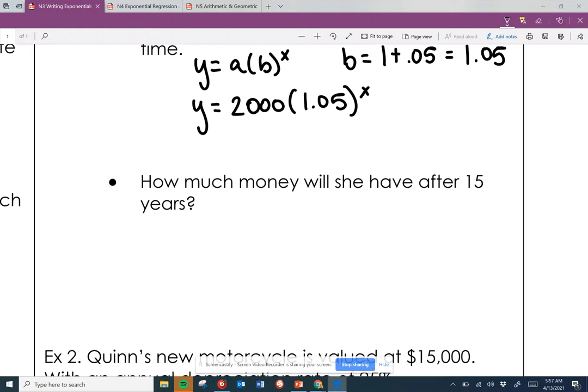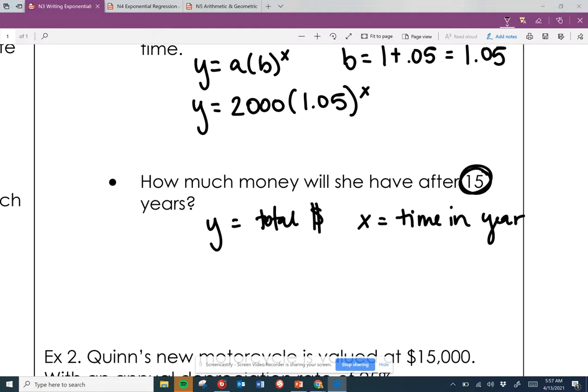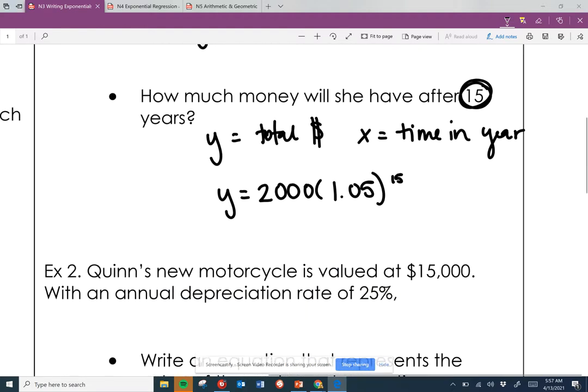Then it asks us, how much money will she have after 15 years? Now remember, y is representing her total amount of money that she has, and the x is representing the time in years. So when we see that 15 is a year's value, we're going to plug that in for x. We take our same equation, but instead of x, we put 15, because that's how long her money has been invested.